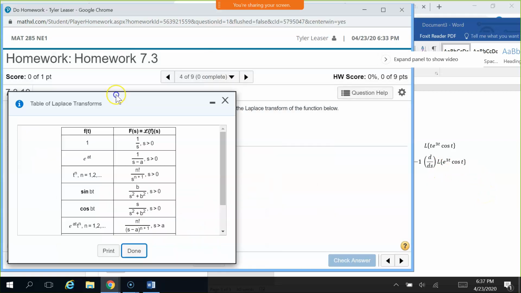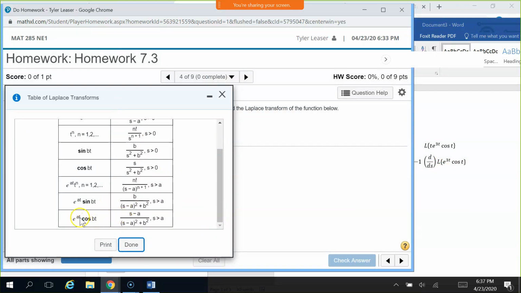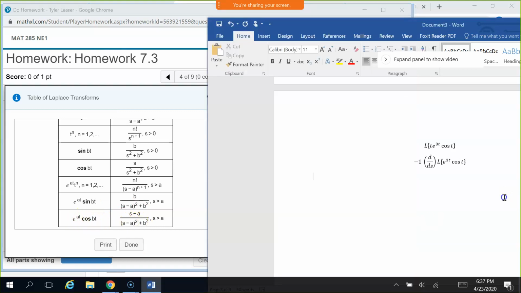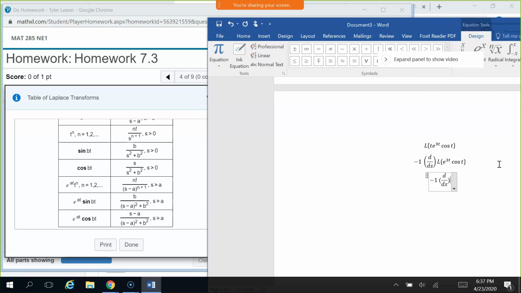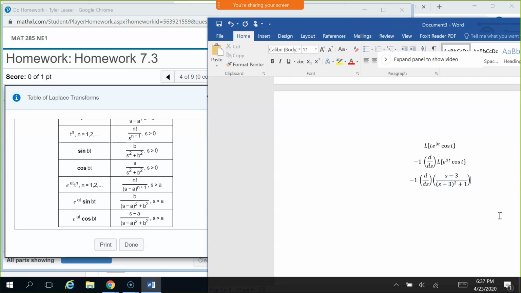E to the 3t cosine t is one of the ones here at the bottom. So if my a is 3 and my b in this case is 1, this is going to be, we still have the -1 out in front. We still have the derivative d/ds. But now that Laplace transformation is going to be s minus a, which for us is s minus 3, divided by s minus 3 squared plus b, which is 1 squared. All right, and then unfortunately you're going to have to take the derivative of this, which is going to be a quotient rule thing.